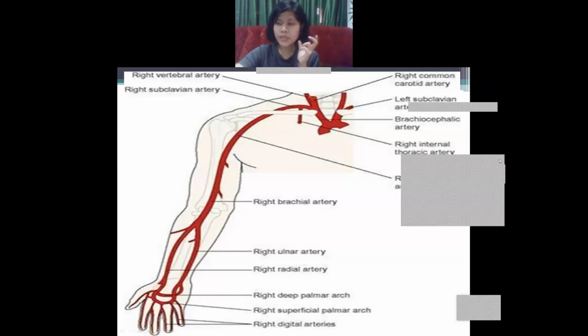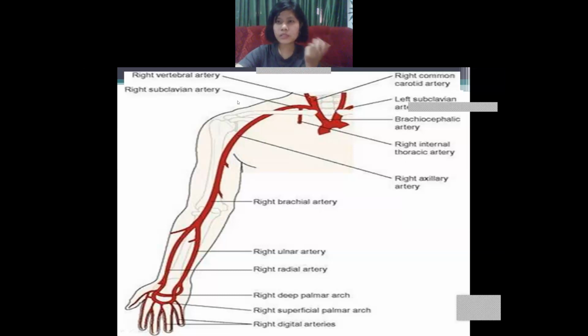Okay. Let me repeat again. This is the upper limb vessel. That is the arteries. What arteries you will find in the upper limb vessel? First you will find the vertebral artery. This is the vertebral artery. Both sides have it, but I'm showing you only the right side, so don't get confused with that.